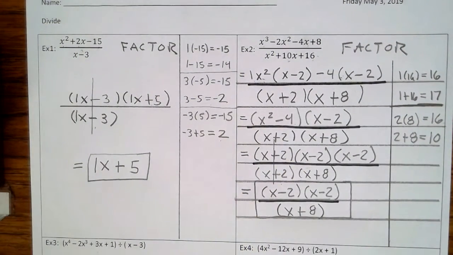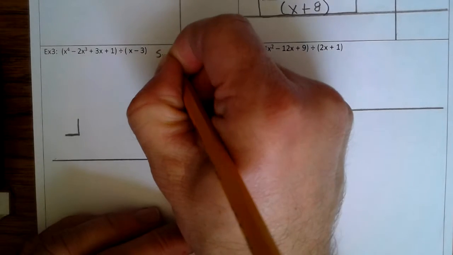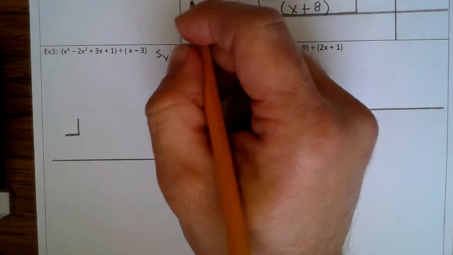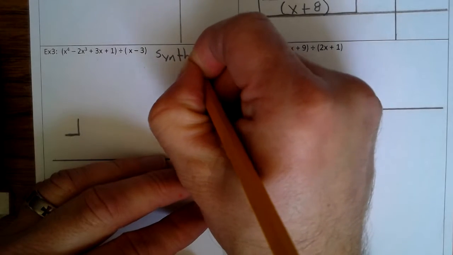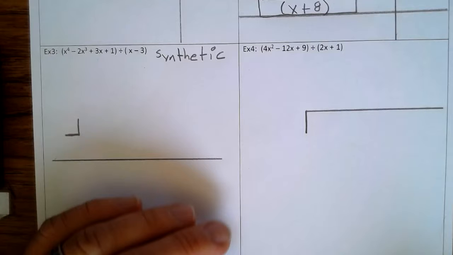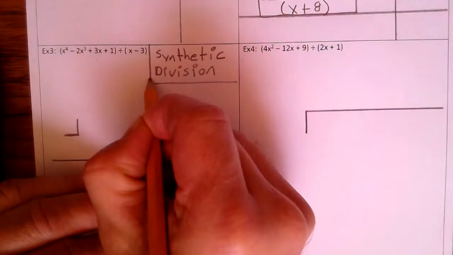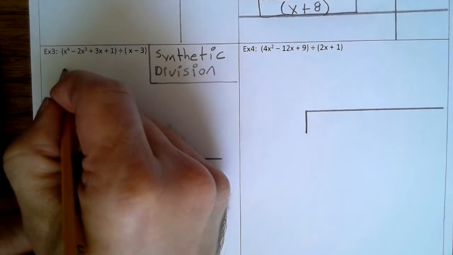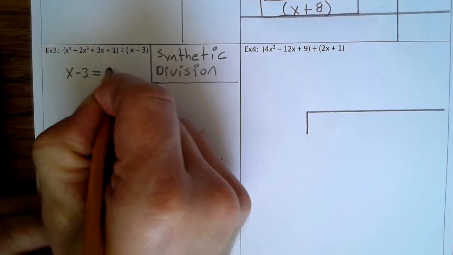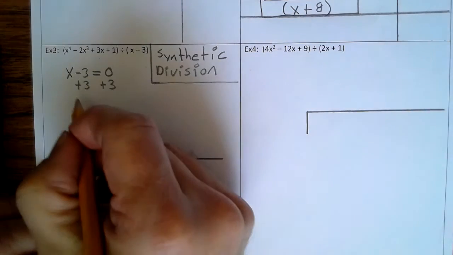All right, now let's take a look at example 3. Now, example 3, we're going to use synthetic division. Okay, now synthetic division, you said x minus 3 equal to 0. So you add 3 to both sides, and x equals 3. That number goes right there.